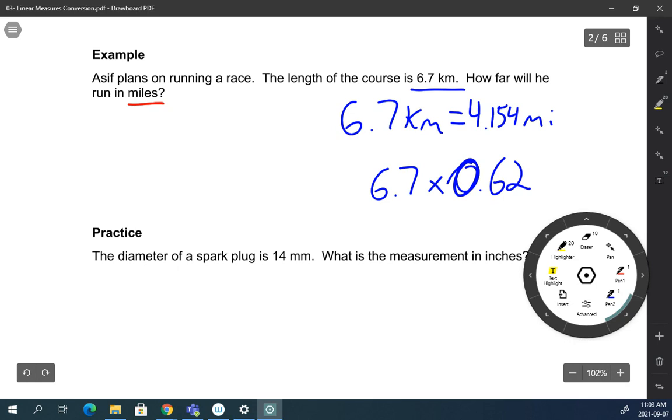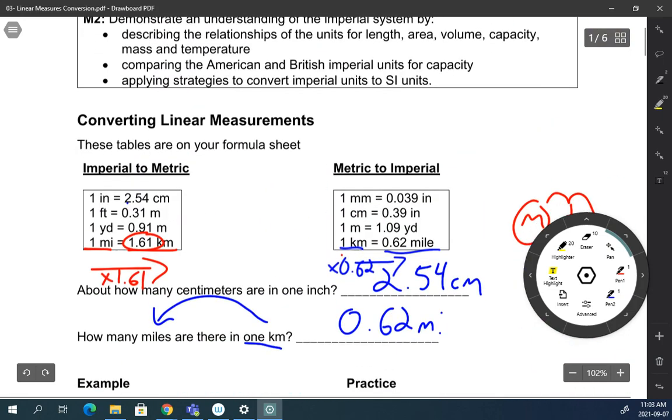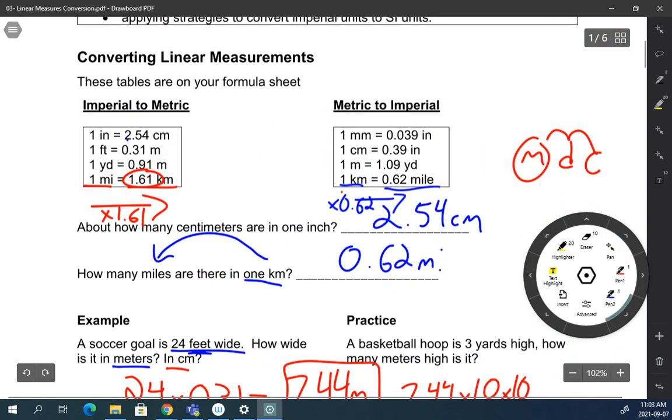Okay, and that's it. The only real trick is looking at which chart you need to start with. If you're starting with metric, use the one that says metric to imperial. If you're starting with imperial, use the one that says imperial to metric. Then you're just multiplying by whatever number is there. So you guys can work on the practice problems for now. We'll move on to the next lesson probably in half an hour or so.